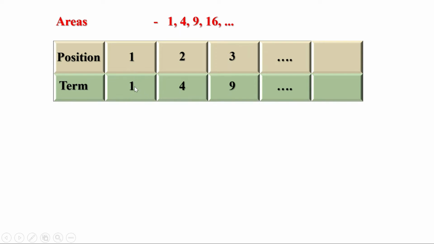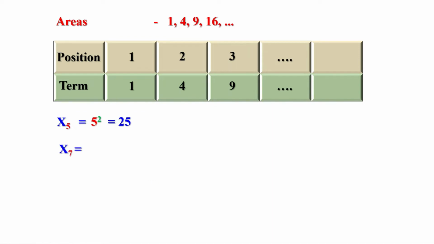First term is 1, second term is 4. Here first term is 1 square, second term is 2 square, that's 4. Third term is 9, that is 3 square. So we can see that each term of this sequence is the square of its position. If so, what is the fifth term? Square of the position, that is 5 square or 25.